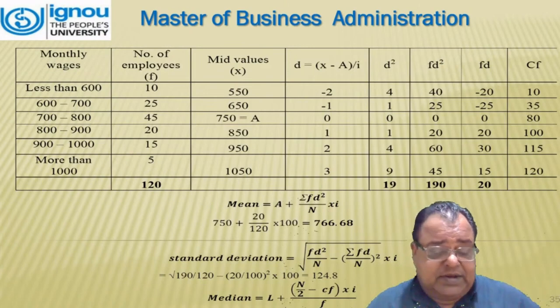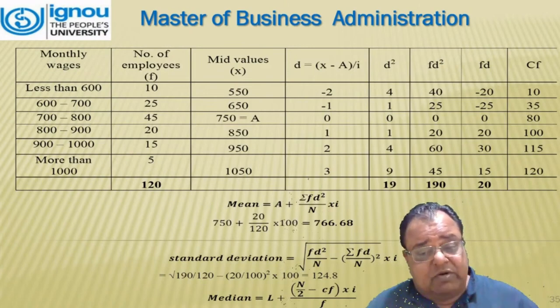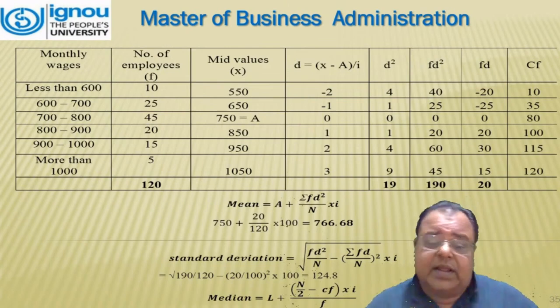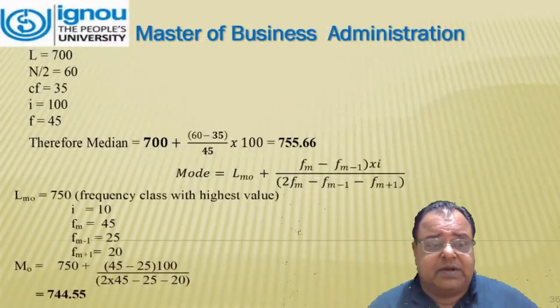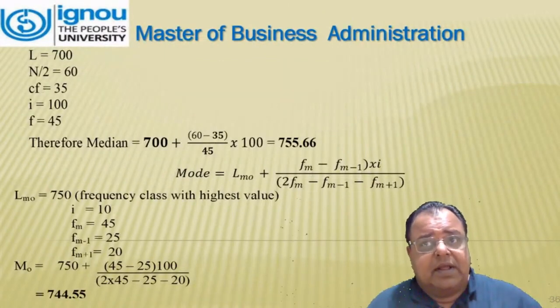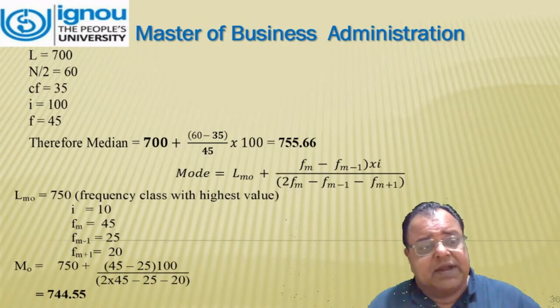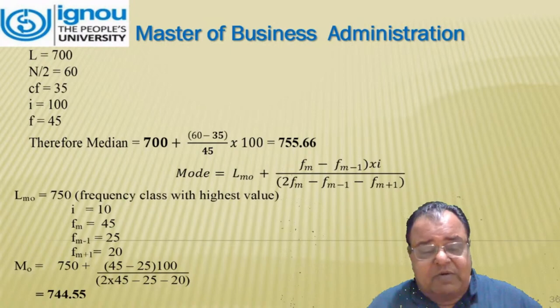Secondly, we have to calculate standard deviation. That is under root of summation fd square by n minus summation fd by n whole square, into i. Substituting the values, you will get 124.8. Then calculate median. Median is basically for Karl Pearson coefficient. L is equal to 700, n by 2 is equal to 60. Cumulative frequency is 35, i is 100, and the frequency of the median class is 45. Your median will be 755.66. With this, we will be concluding today's session.